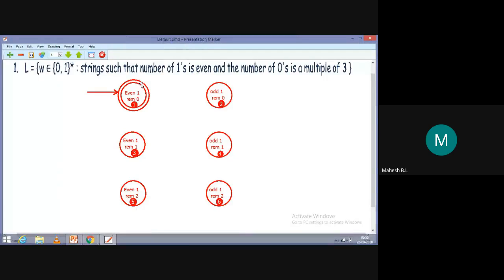So in state 1, on input symbol 0, you make a transition to state 3, because in state 3 the remainder is 1. When you have a single 0, the remainder is 1: 1 divided by 3, quotient 0, remainder 1. That's why the number of ones remains as it is, the number of zeros is increased by 1, and the remainder changes from 0 to 1. So that is the transition for input symbol 0.